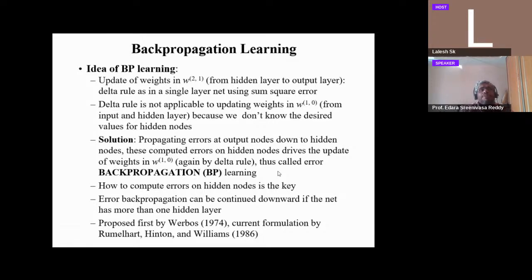The delta rule is not applicable to updating weights W10. You observe this point is very important. We are only using the delta rule to update the weights between the hidden layer and the output layer, but not between the input layer and the hidden layer. Why are we not using the delta rule for the input-hidden layer? We don't know the values of the hidden layer. We know only the error at the output. We don't know what values we will get at the hidden layer.